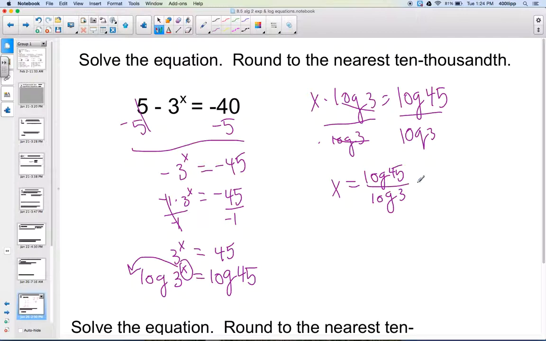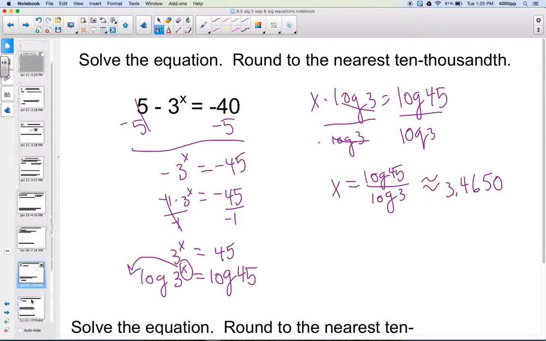So plugging that into our calculator, log of 45 divided by log of 3 will give us about 3.4650. And you can also plug this back in to check that it is correct. Okay, moving on here.